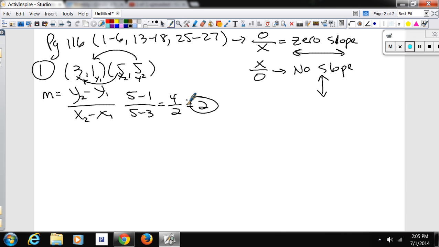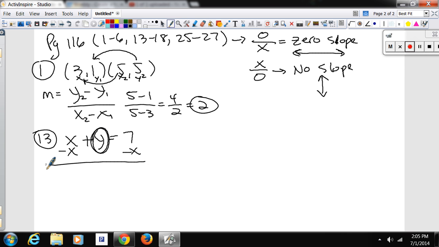So that's how you're going to do the first 6. Get down to number 13, and you need to find the slope of each line. That's an equation: x plus y equals 7. Your job is to isolate the y value. So subtract x, and you get y equals negative x plus 7.